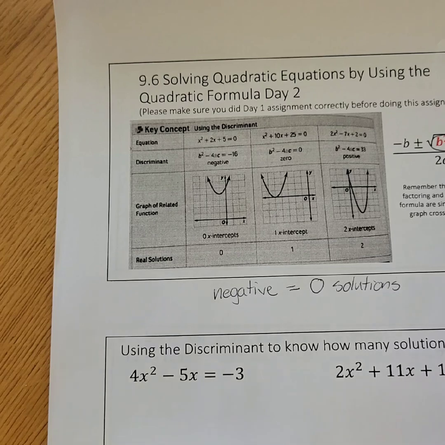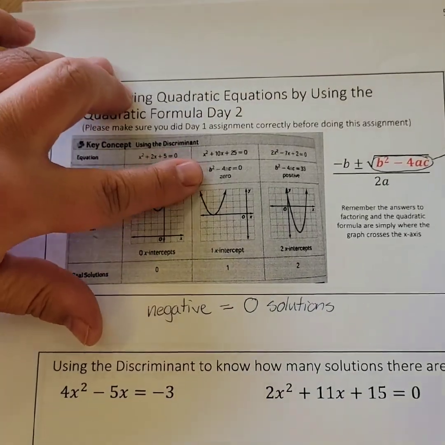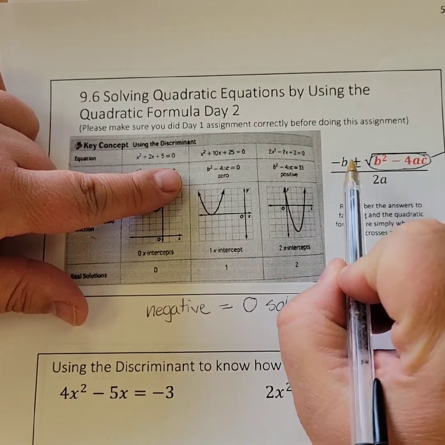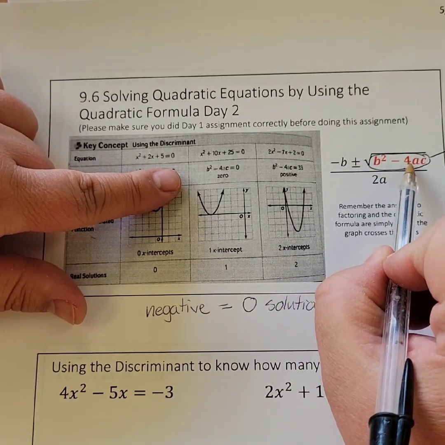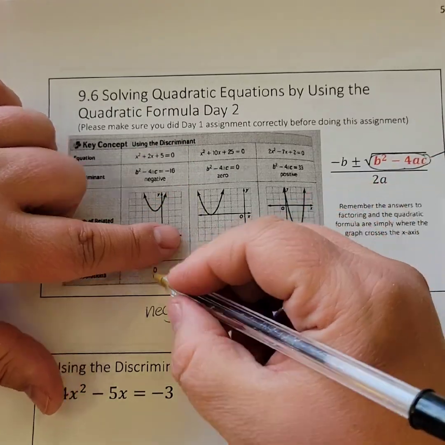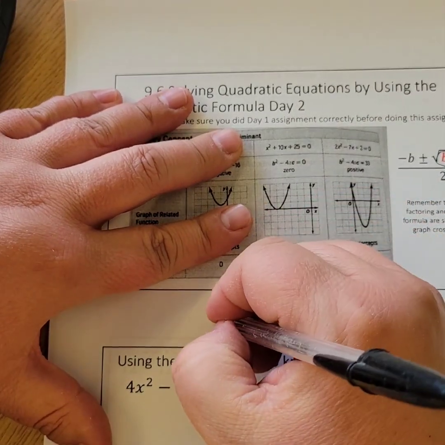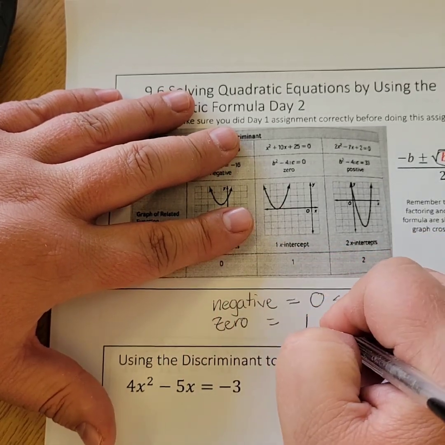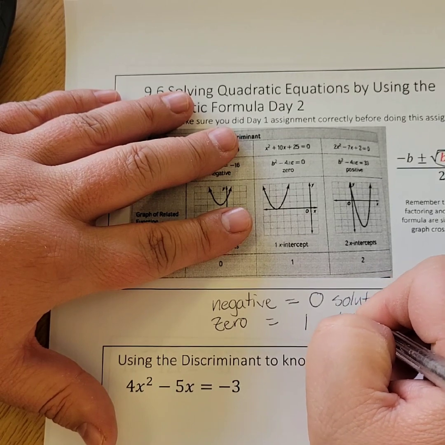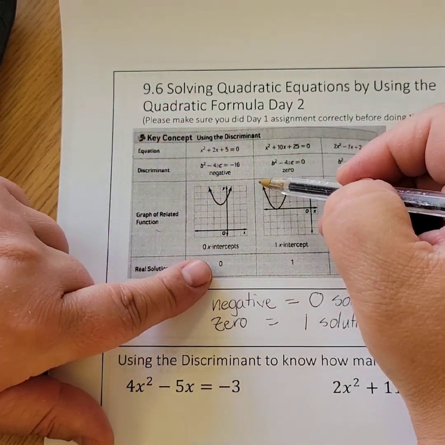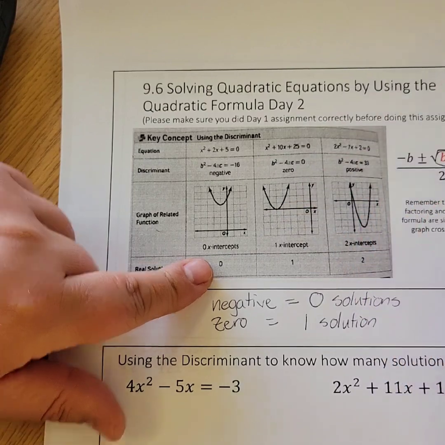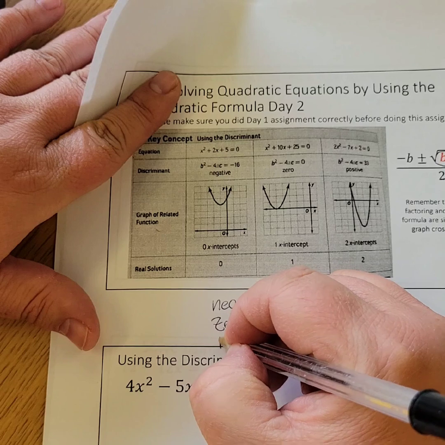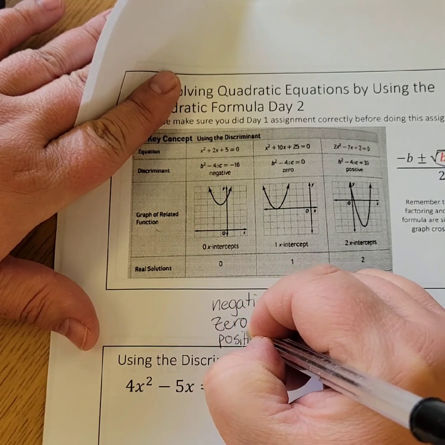okay? Then if the discriminant is 0, because if you think about it, negative b plus or minus 0, adding or subtracting a 0 doesn't change anything. So if that's the case, we're going to go 0, there's one solution, or it crosses the x-axis one time. So basically it touches it, and goes back up, okay? And then if what's in here is positive, there's 2 solutions.